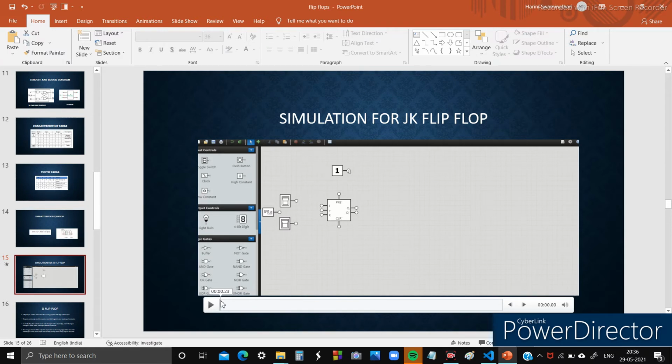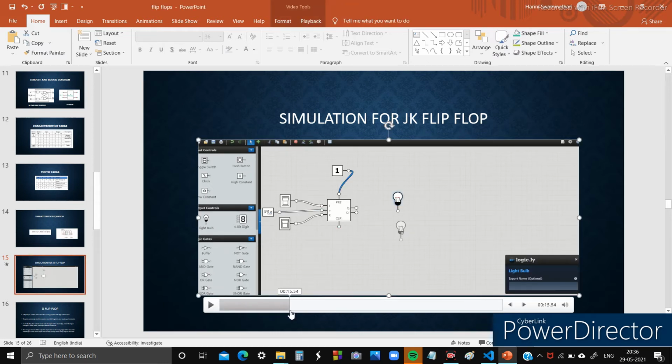Simulation for JK flip-flop. Similar to the SR flip-flop, we have used two toggle switches, one clock pulse, then two bulbs, one high constant, a JK flip-flop block, a NOT gate, and then a push button.